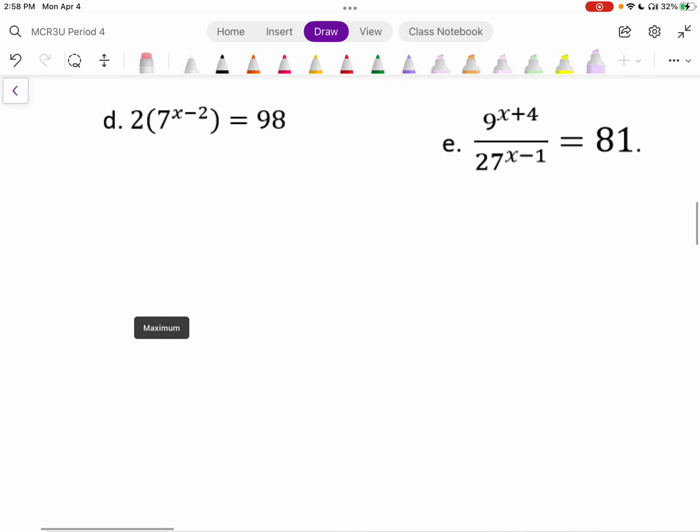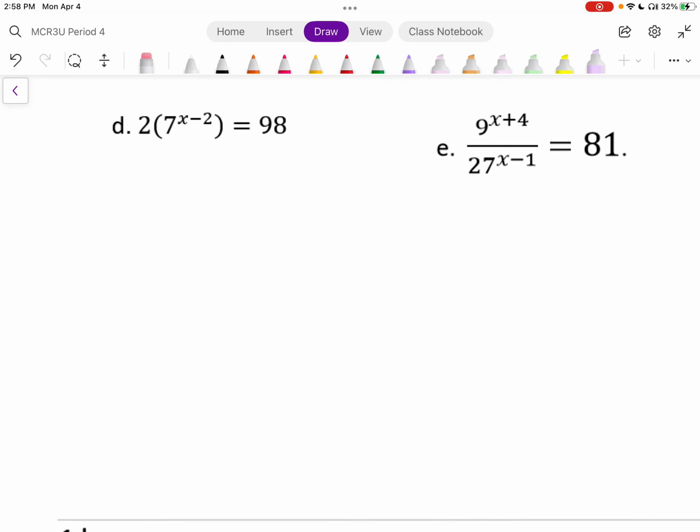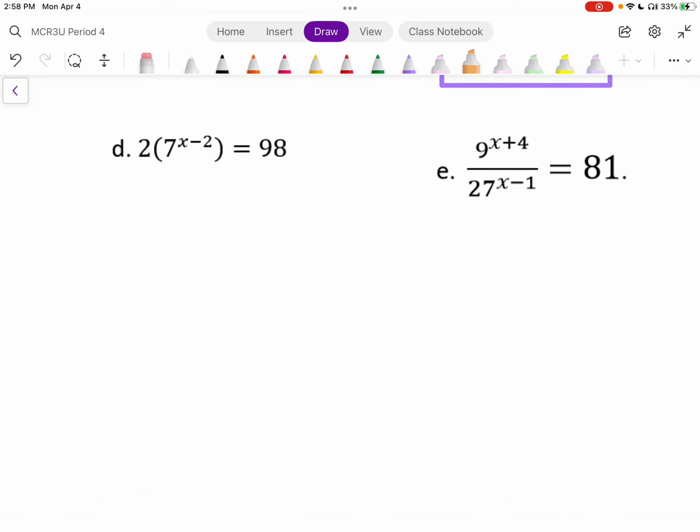So for D, what we're going to do is the same idea, except now that we have this 2 in front of here, it just complicates things. We want to get rid of that 2 so that it'll make our life a little bit easier. So let's get rid of the 2 on both sides.